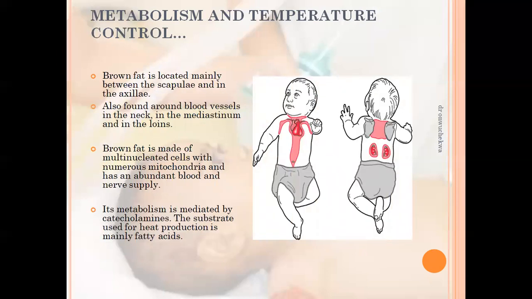So what is brown fat? Brown fat is made up of multinucleated cells with numerous mitochondria and has an abundant blood and nerve supply. It is located mainly between the scapulae and in the axillae, and is also found around blood vessels in the neck and in the mediastinal area. The metabolism is mediated by catecholamines. The substrate used for heat production here is mainly fatty acids. The diagram here tries to illustrate the different places where brown fat is richly endowed in the neonatal or infant body.